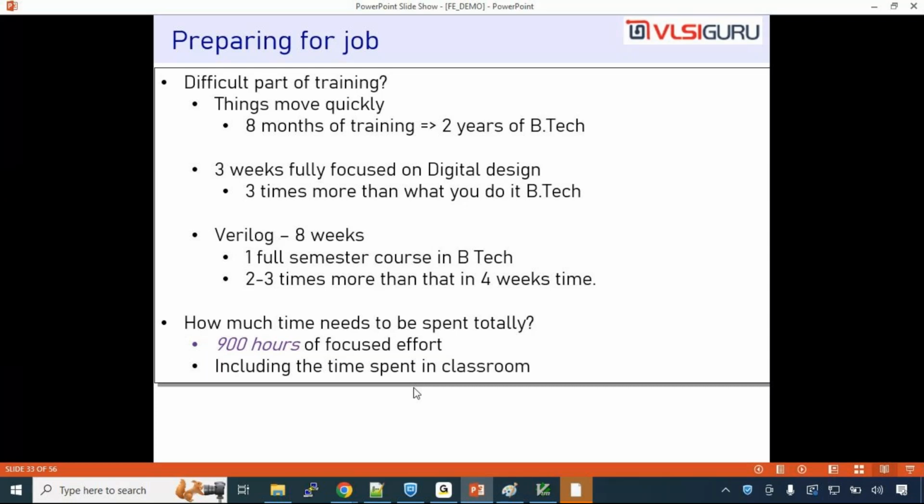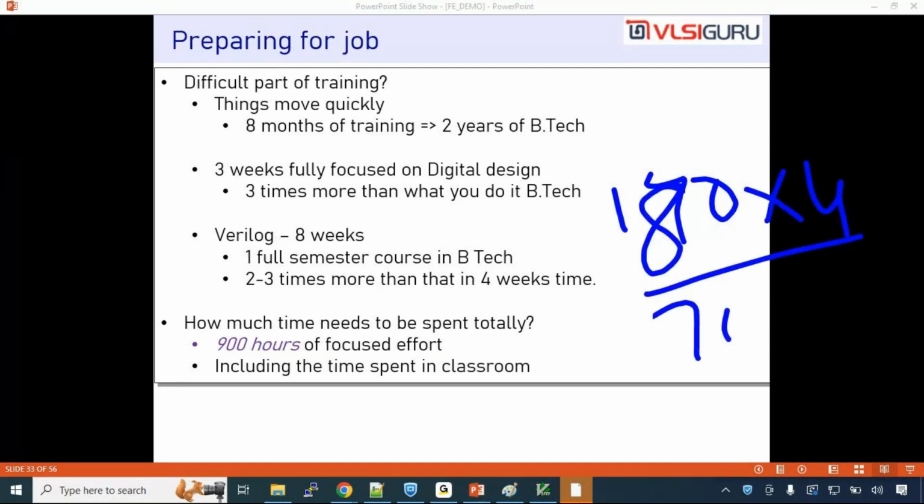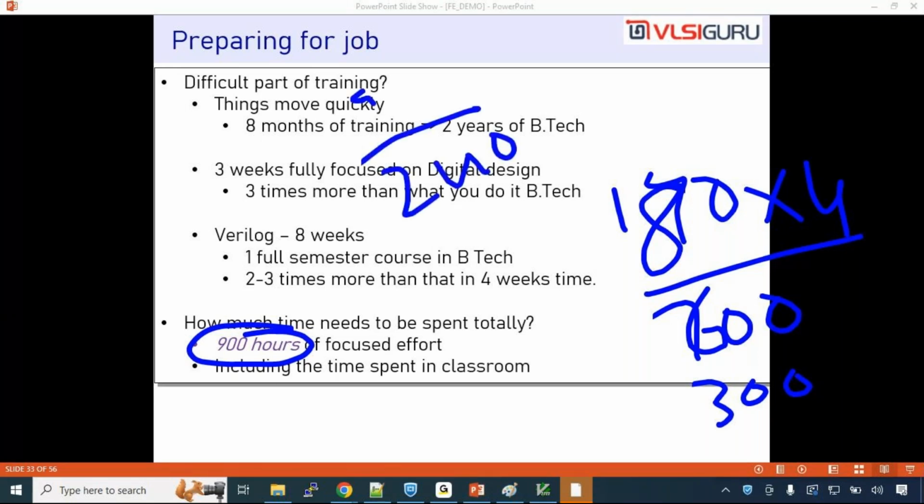You spend at least 170 days in the classroom, 170 to 180 days times 4, which is around 700 hours. We'll be teaching almost 600 to 650 hours. All we are telling is spend additional 300 hours from yours. Then you do get a job. It's not a lot of time. 900 hours as a number is very big. But if you talk of 8 months, what is 8 months? Around 240 days. 900 by 240 is what? Around 4 hours per day on average. Just regularly spend 4 to 5 hours per day. By 8 months, you have a job.